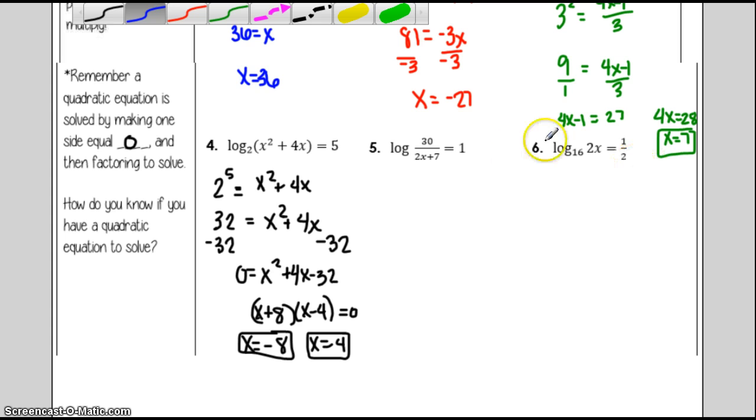I want you to try these next two on your own. Remember that since there's nothing written here, it's that common log, which means that there is that 10 that's kind of invisible right there. So that's the common log.